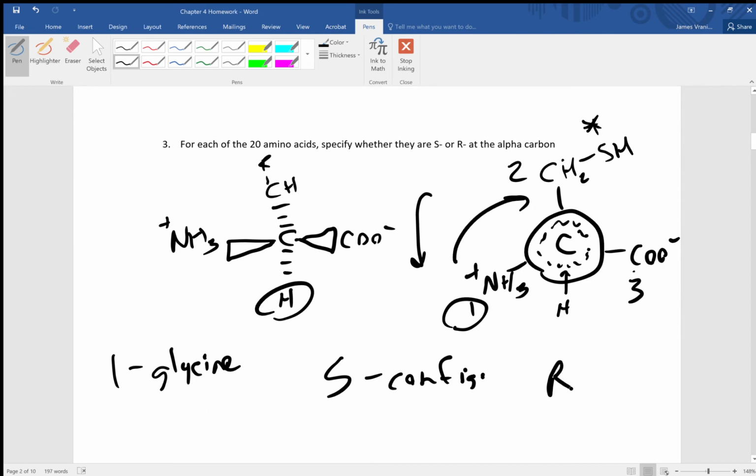And so for cysteine, this is the one amino acid where the L amino acid form of cysteine is R at the alpha carbon. All the other 18 L amino acids are going to be the S configuration at the alpha carbon, and then glycine is achiral.